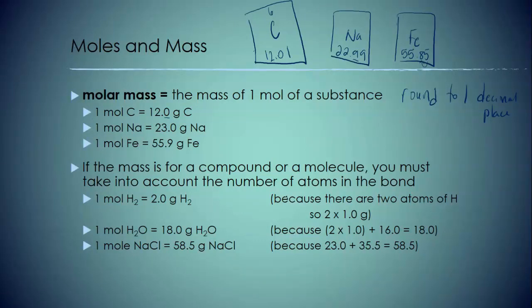So what do you do if you have a compound? Well, you multiply. You do the math. So 1 mole of H2 would have a mass of 2 grams because there's 2 atoms of H, so it's 2 times 1.0. For water, it's 2 times 1 for the H's, and then 16 for the O. You add those together and you'll come up with 18 grams. What about NaCl? Well, it's 23.0 for the Na and 35.5 for the Cl. And so we end up with 58.5.